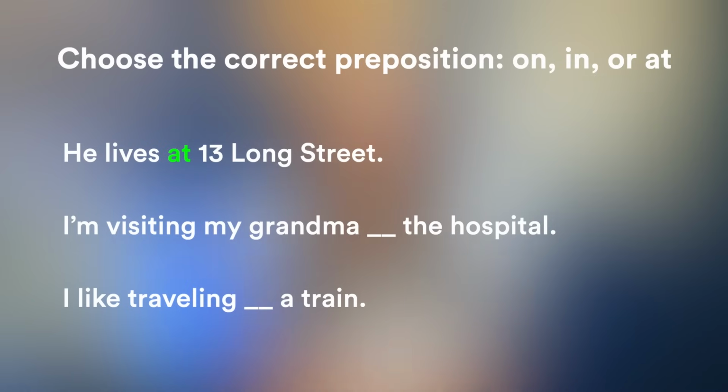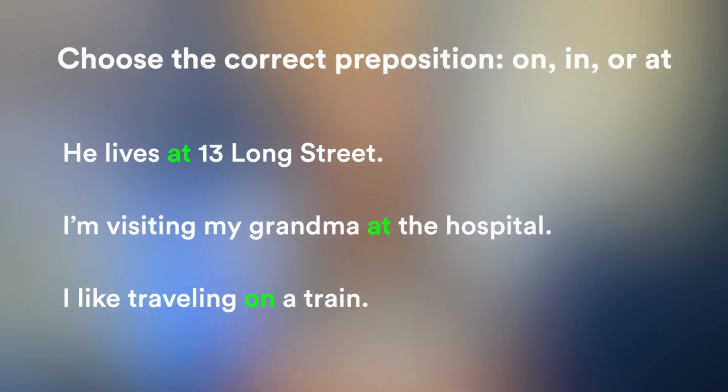I'm visiting my grandma at the hospital. Why? Because I'm not a patient. She's a patient. My grandma is in the hospital receiving treatment, and I'm visiting her at the hospital because I am not a patient. I like traveling on a train. You can also say I love traveling by train, but this is another topic for another video. Here, because we remember that we can stand up on the train, we use "on." I like to travel on a train.